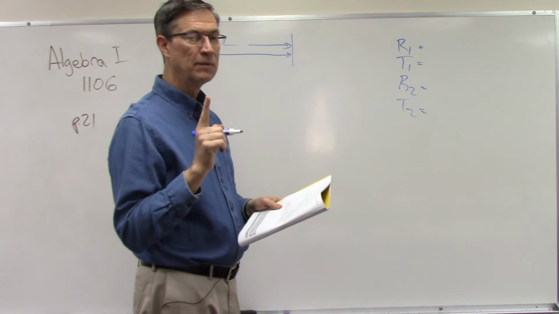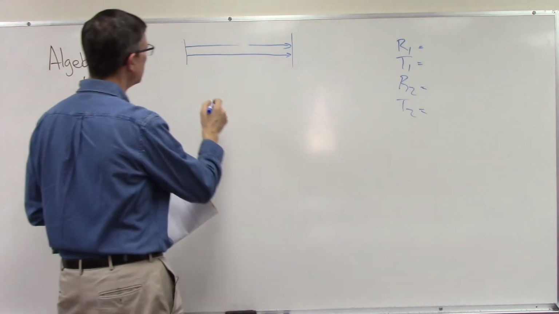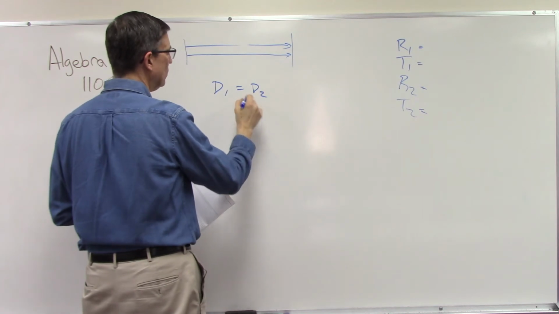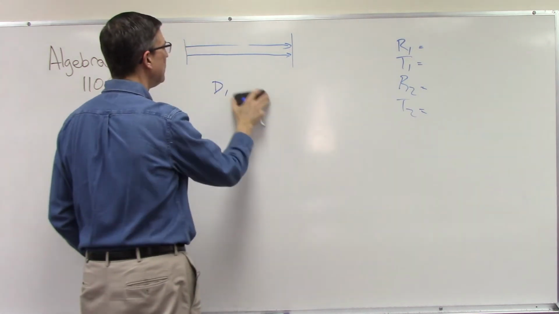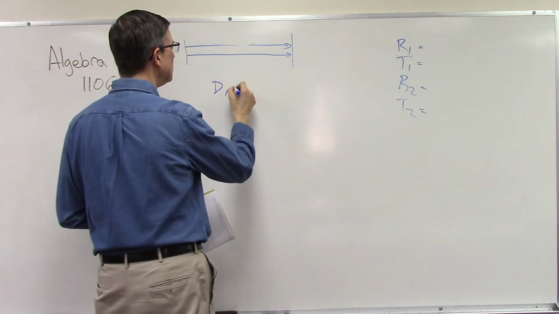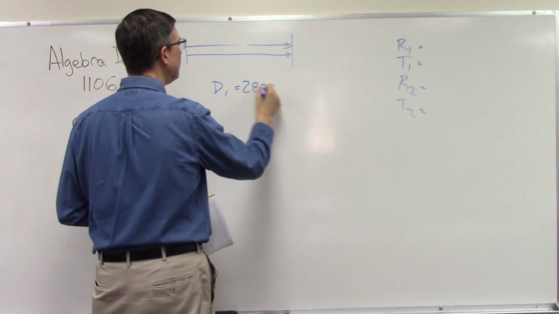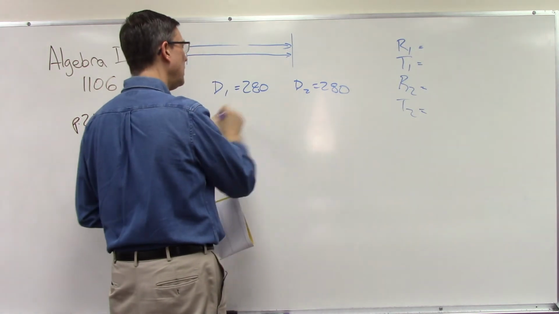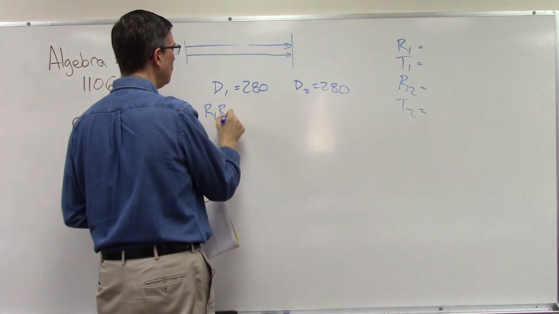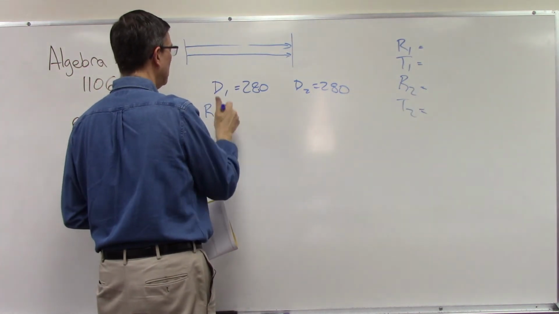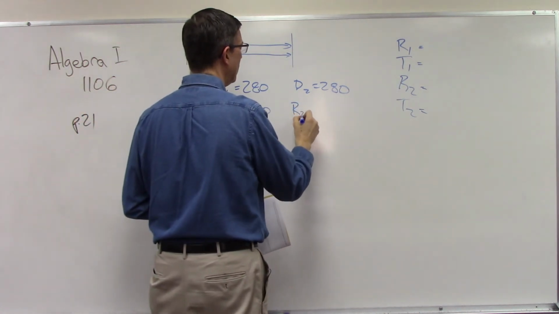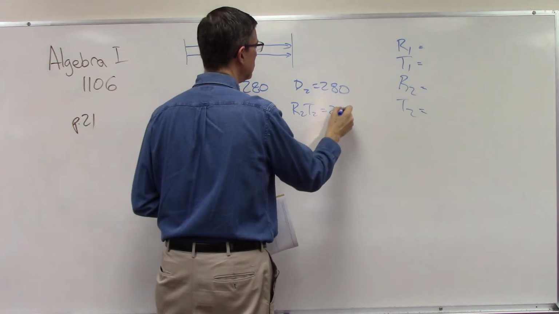Now, the fact that they give us 280, we have to use that. So we can't just say distance 1 equals distance 2, because that's not really going to help us this time. This time we're going to say distance 1 equals 280 and distance 2 equals 280. And then for family 1, rate times time, and R2 T2 equals 280.